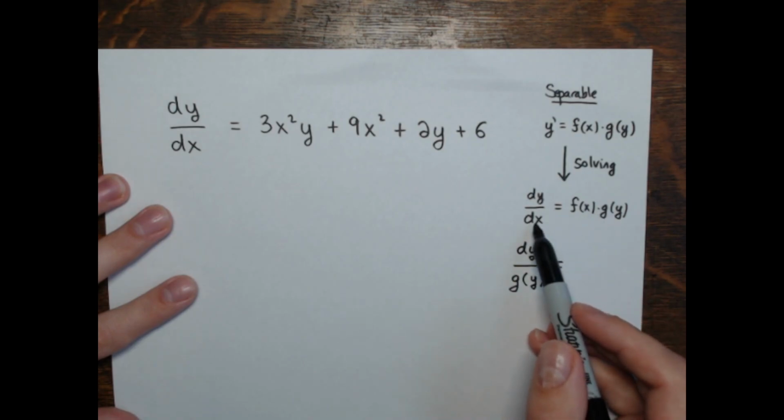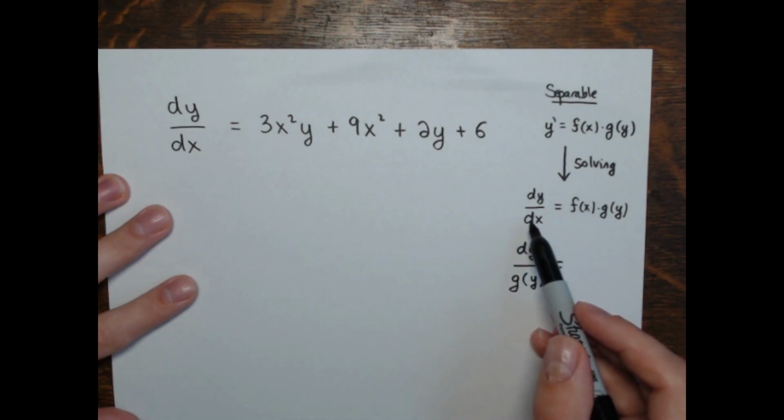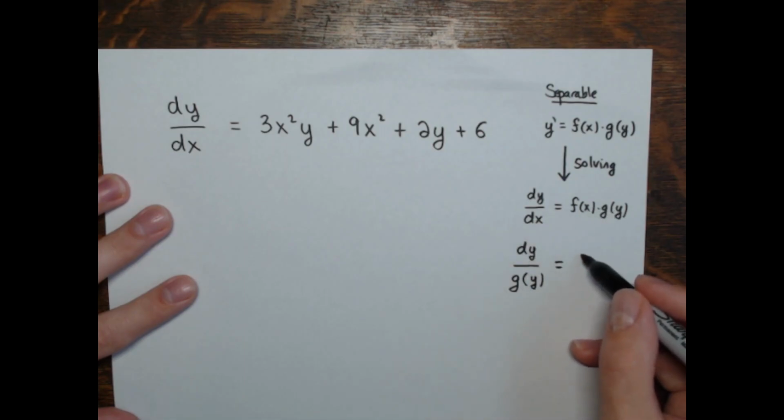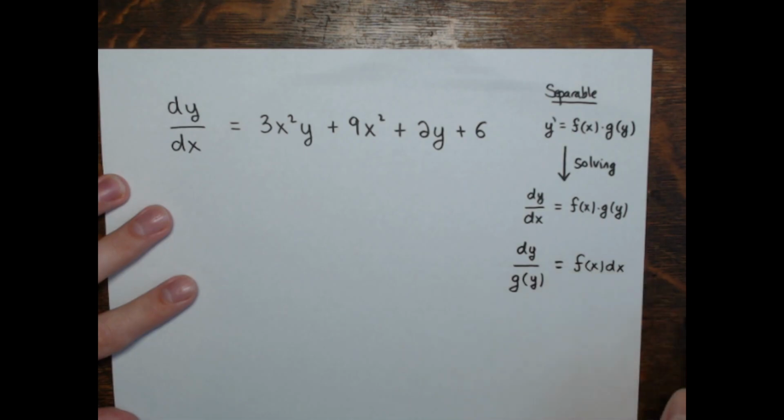And remember, you can really only manipulate differentials this way when it's a first order differential. So, treat it like a fraction, kind of, multiply by dx. So then we have f of x times dx. And then you integrate, then solve for y if possible.